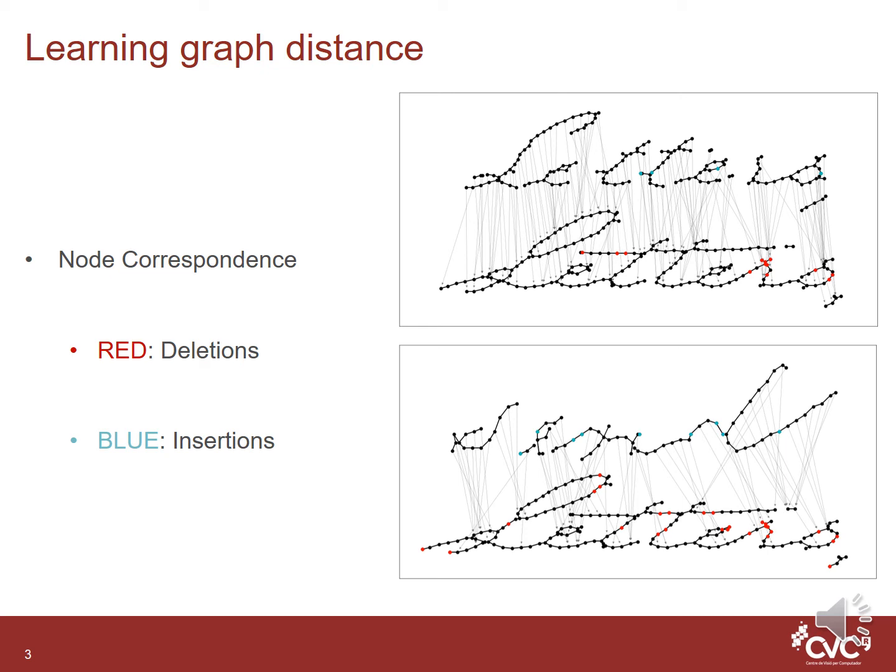For instance, here we have two cases where in the first one, they are graphs belonging to the same class, and in the second one graphs belonging to different classes, and you can see that the bottom one has more connections off the diagonal that are costly substitutions, and also has more insertions and deletions.